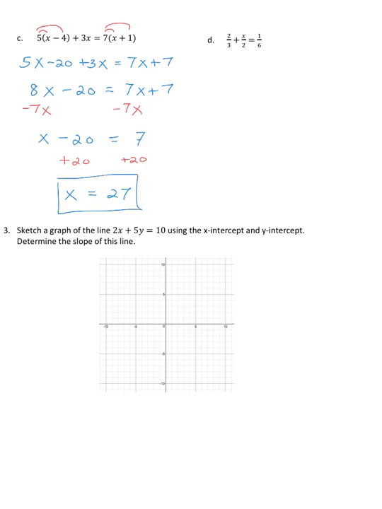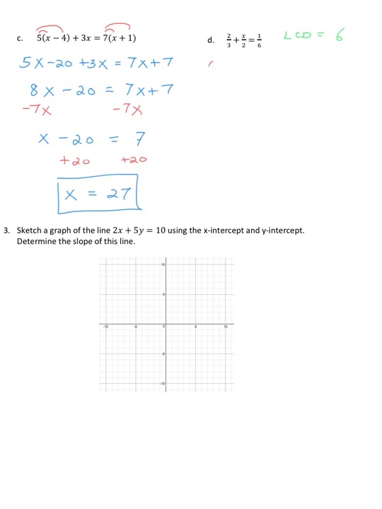For part D, a good approach here is to cancel all of the denominators, or to just remove the fractions from the question. To do this, I'm going to identify the least common denominator. Since we have 3, 2, and 6, the least common denominator is going to be 6. I'm going to multiply 6 to both sides of my equation, and said another way, I'm going to put a 6 over 1 next to each fraction and see what happens.